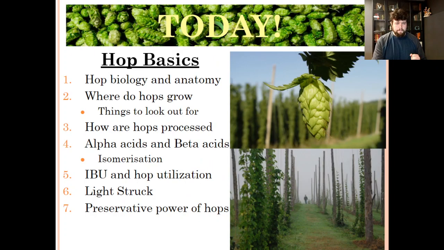So that's today. So today we're going to look at hop biology anatomy. We're going to do a little bit of a dive into where do hops grow. We're only going to go into this a little bit because we're here to be better brewers, not hop growers. We're going to look at how hops are processed. We're going to look at alpha and beta acids and then look at isomerization. We'll finally finish off with three smaller topics: IBU and hop utilization, light struck, and the preserving power of hops. With that, we'll get started.